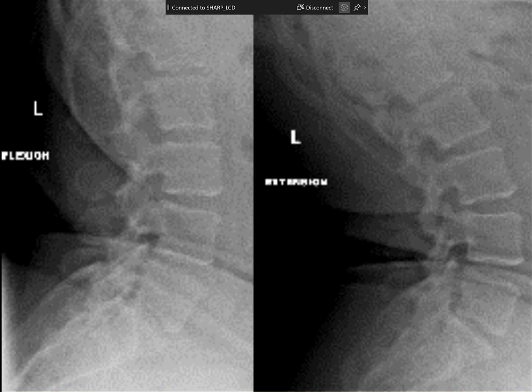And how much translation do you look for? Let's say it moves a millimeter. I think it's more than that. I think when we talked about it a couple weeks ago, you mentioned 3. Was it 3 millimeters? Yeah. Okay, so you can have a slip that doesn't move, and that's not dynamically unstable. You document that as a listhesis. But if there's translation of 3 millimeters, then that is unstable.